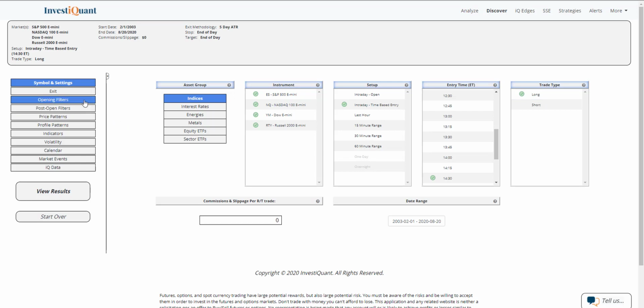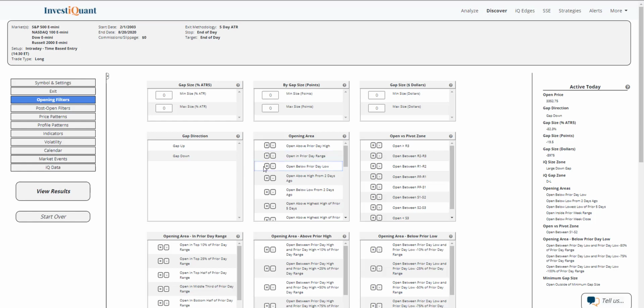And then for the opening filter, we're going to come in here and say that we open below the prior session low of day. So that's right here in the opening area section.